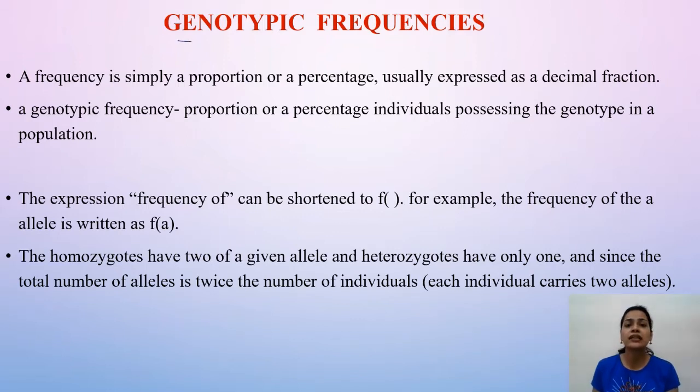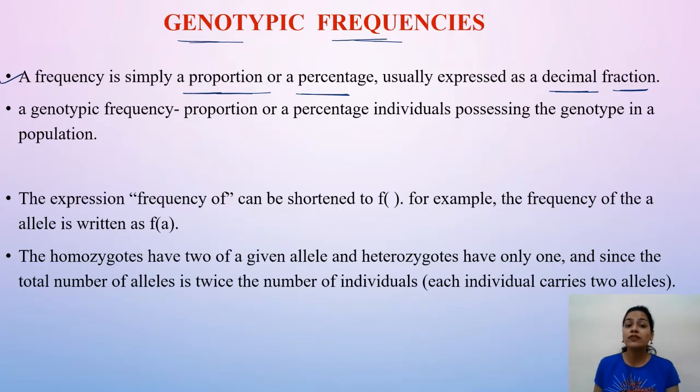Now we will focus on the main point, that is the frequency. So first we'll understand what a genotypic frequency is. See, in general, what does a frequency mean? Frequency in general is simply a proportion or a percentage. It means, in the overall population or in an overall sample, what is the proportion or percentage of a particular thing. That is a frequency, and it is usually expressed as a decimal fraction. This is the general definition of frequency.